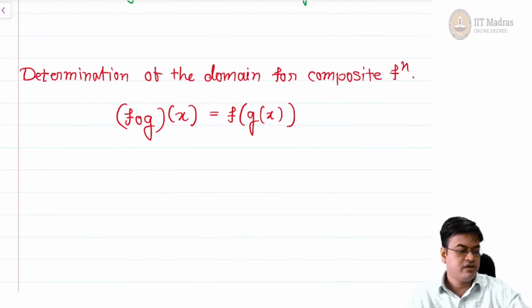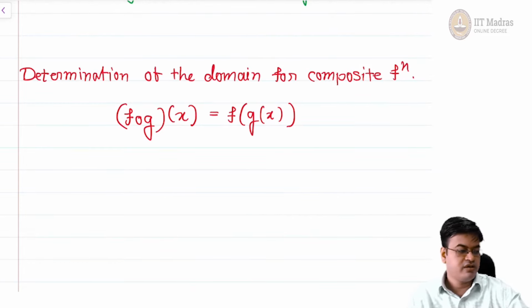This is again in concordance with what we have seen earlier, some conditions where x should be in the domain of g and g of x should be in the domain of f. Here we were seeing what are the possible values. Now what we are seeing is what are the possible exclusions, that means what value should be excluded from the input values.